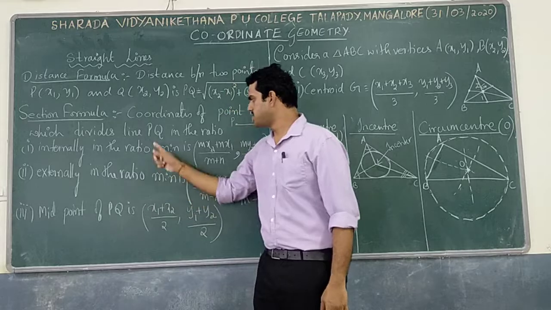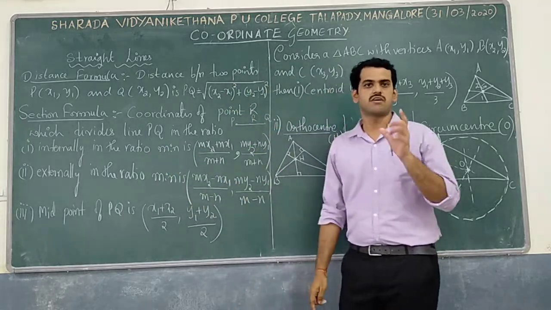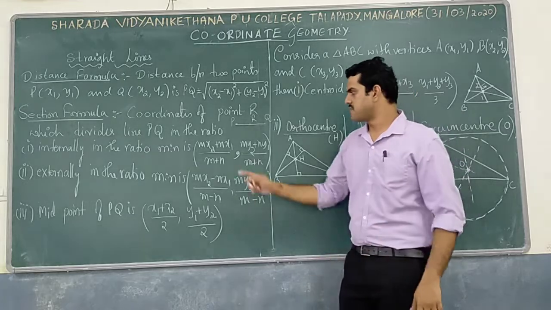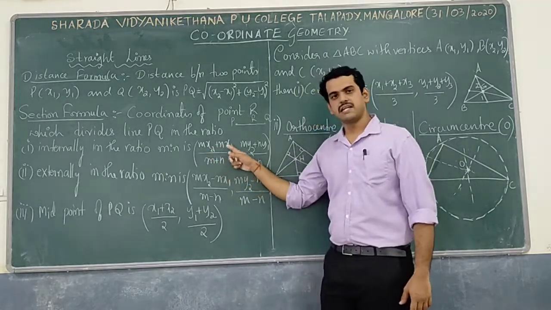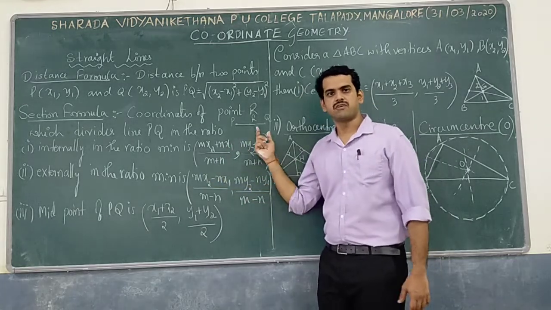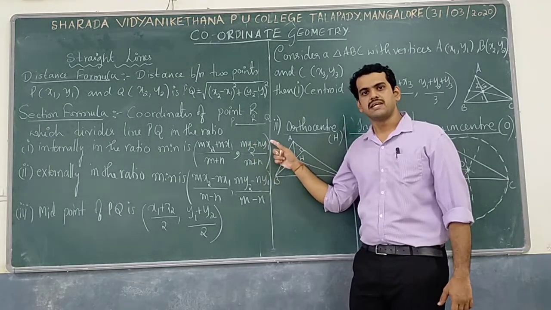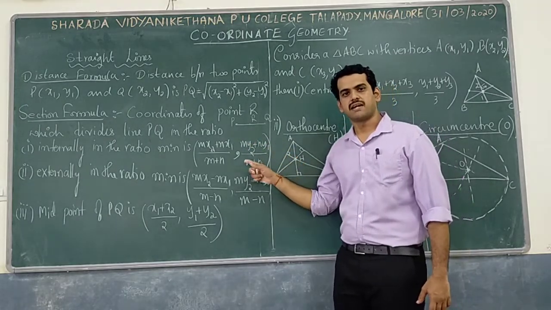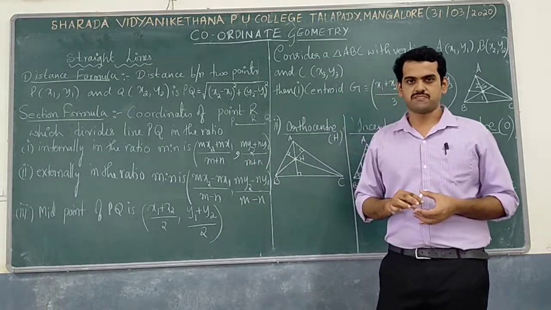internally in the ratio m is to n, then the coordinates of the point R are given by the formula (m into x2 plus n into x1) divided by (m plus n), and the y coordinate is given by (m into y2 plus n into y1) divided by (m plus n). This is in the case of internal division.